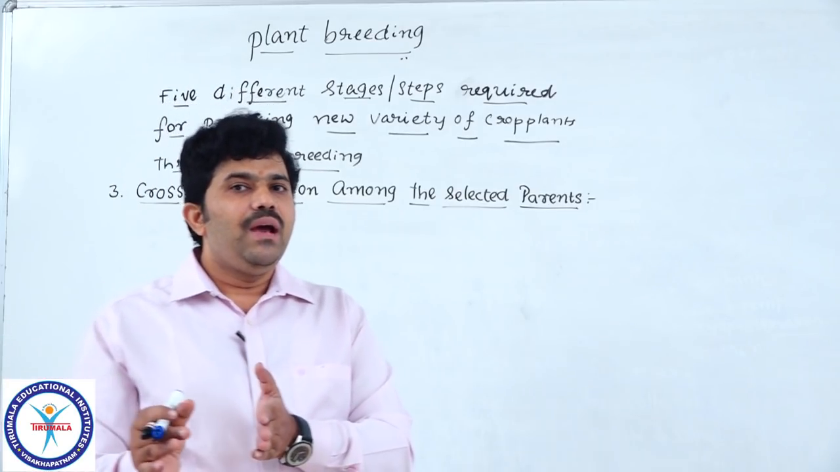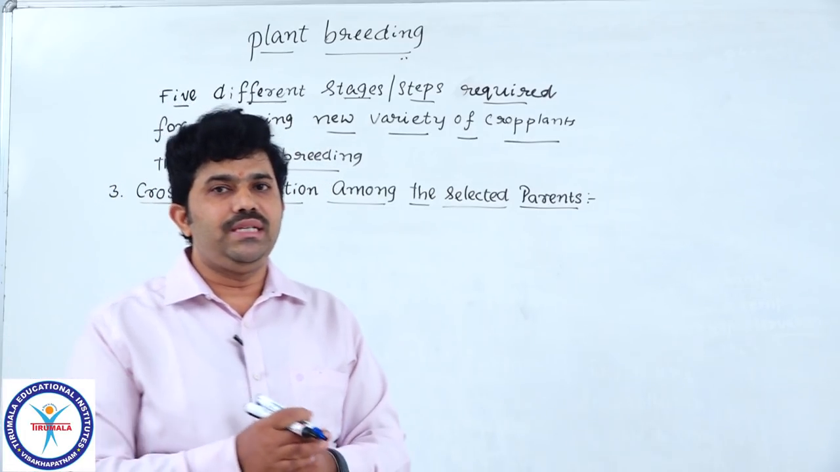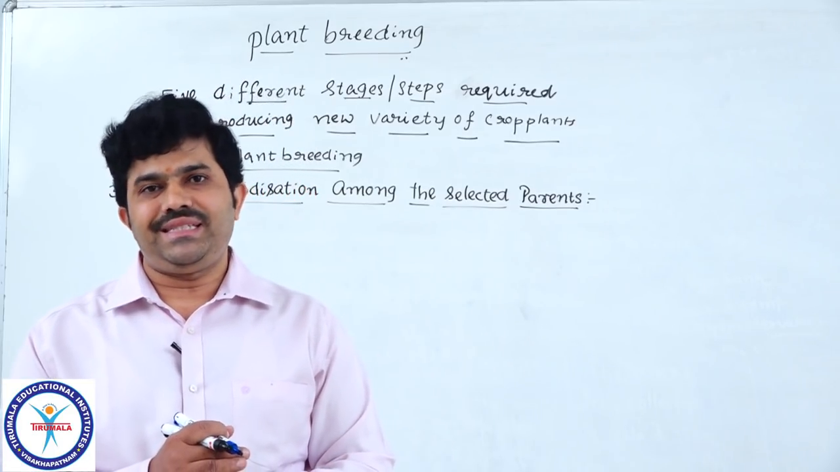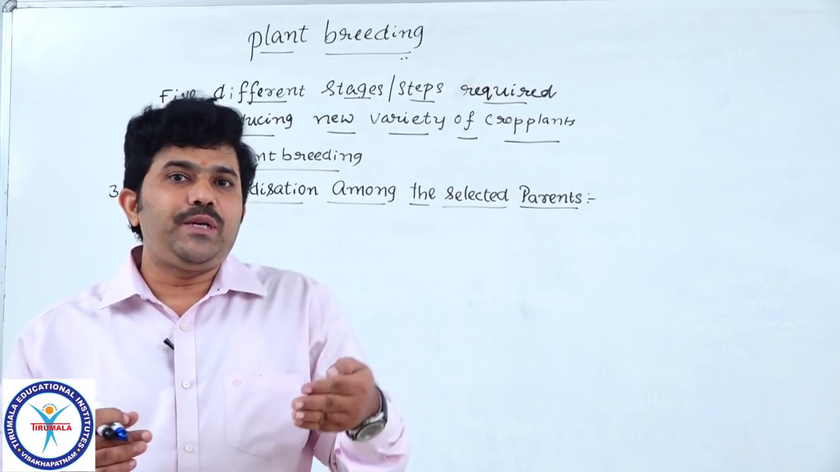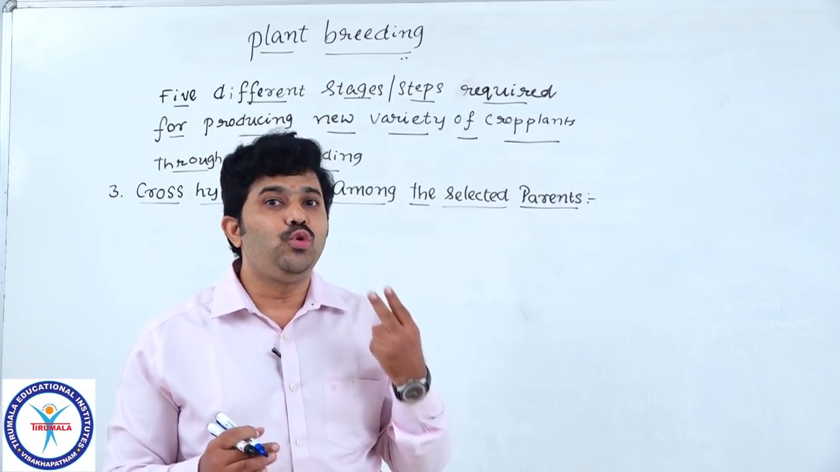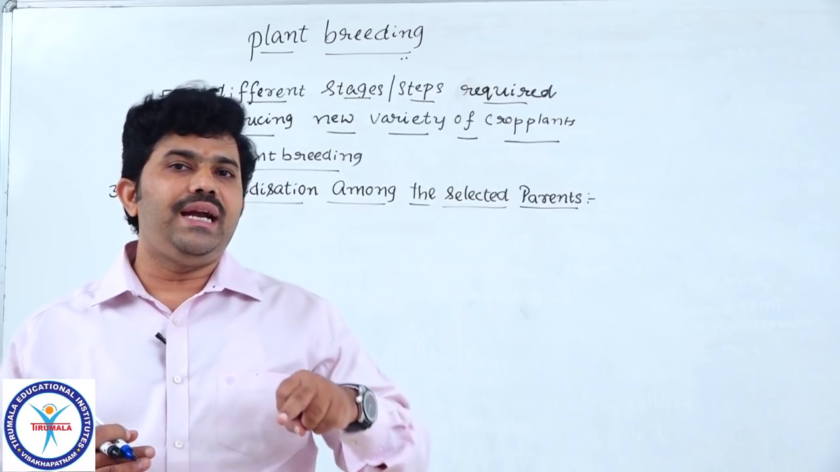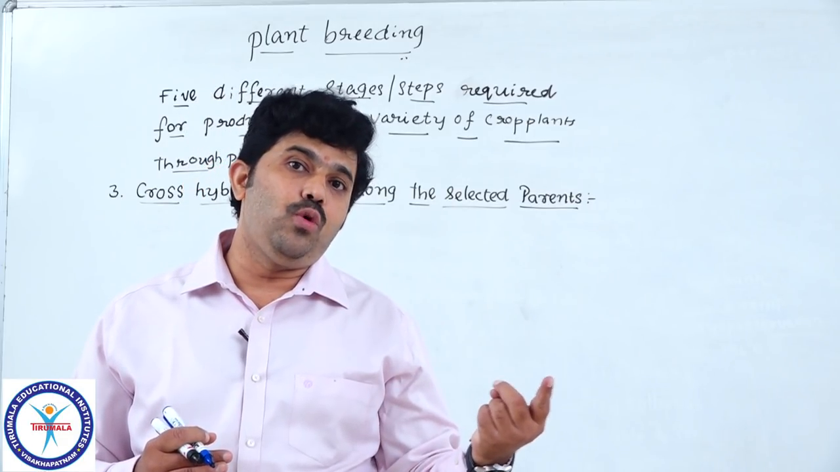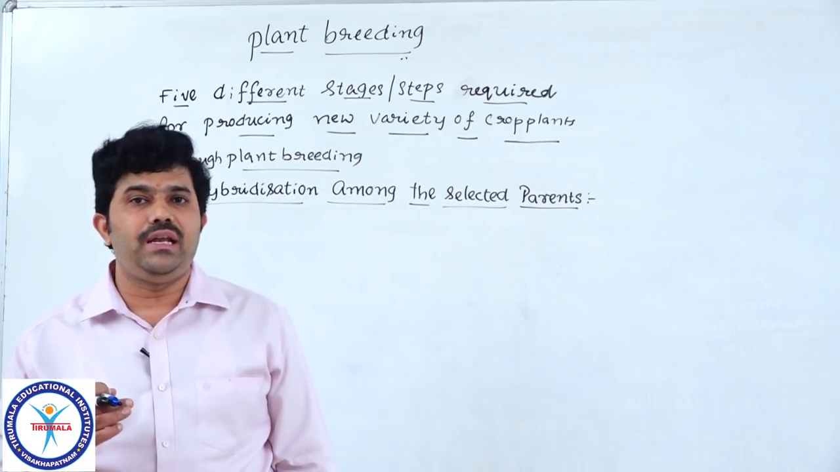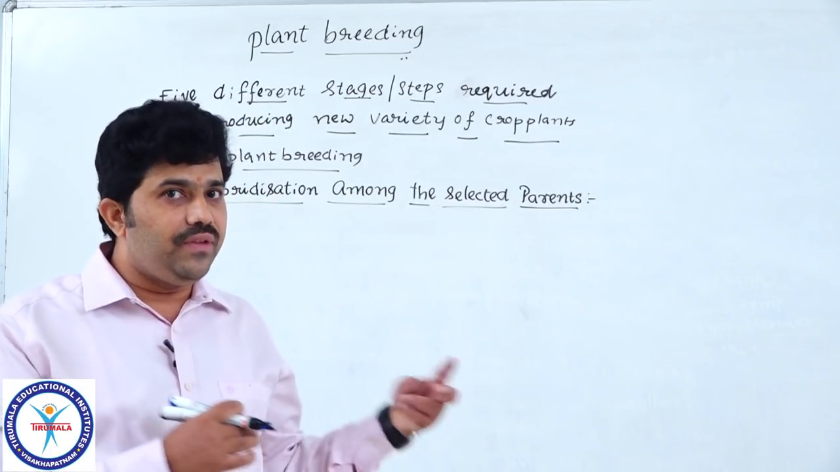And the second parent has another very good characteristic feature: more resistance towards pathogens, environmental stresses, or insect pests, whatever that respective character may be. Then two different individual parental plants have two different desirable characters. One is able to produce high protein content as food and another parent has more resistance towards environmental stress and diseases and disease-causing organisms.